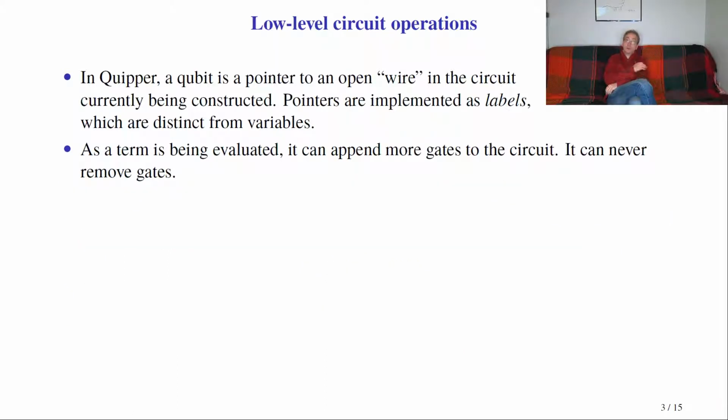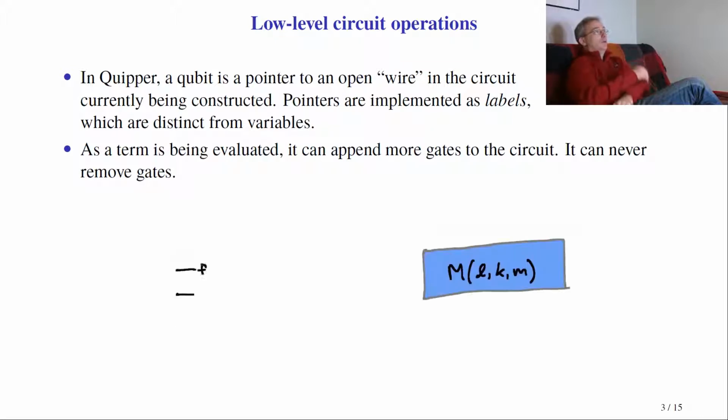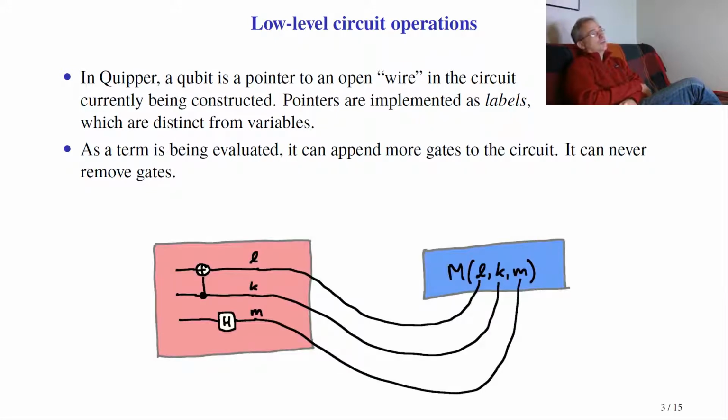So, the first thing to understand about Quipper is that Quipper is a circuit description language. So it's a language for describing families of quantum circuits, where the families might be parameterized by some kind of data. And you can describe circuits at different levels of abstraction. The lowest level of abstraction is when you describe the circuits one gate at a time. In Quipper there is a type qubit, and a value of this type is essentially a pointer to a place in a circuit where a gate could be appended.